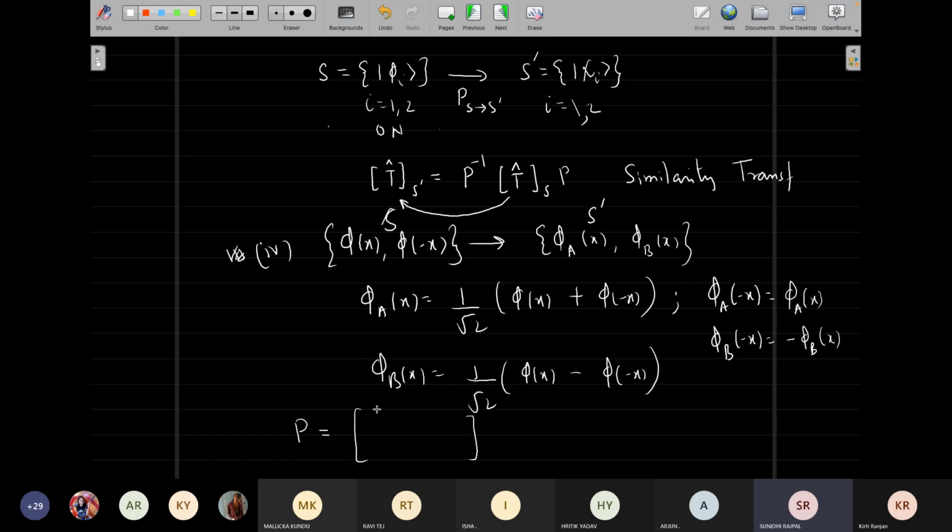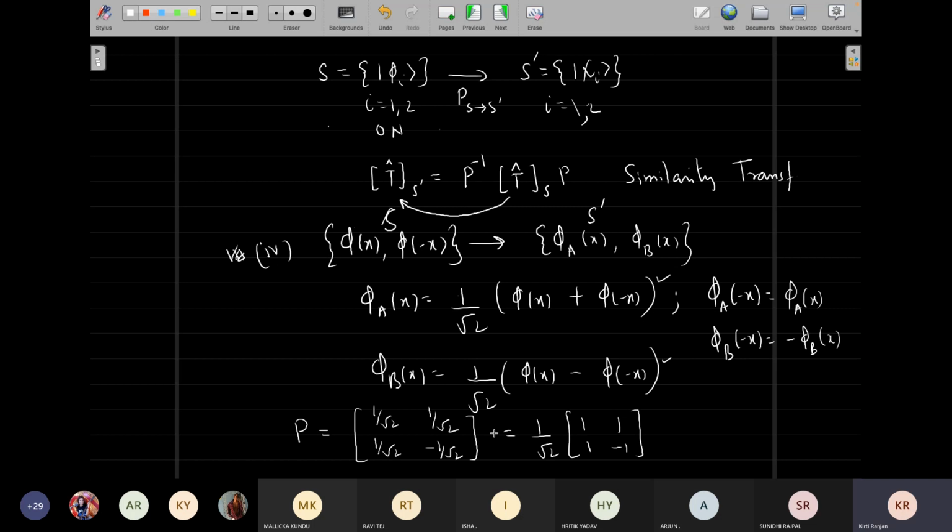Yes, 1 by root 2, 1 by root 2 for the first column, which is coming from here, and then 1 over root 2, minus 1 over root 2, which is coming from the second one. Or I can simply write it down as 1 over root 2 times 1, 1, 1, minus 1. Right. Now, please find P inverse for me.